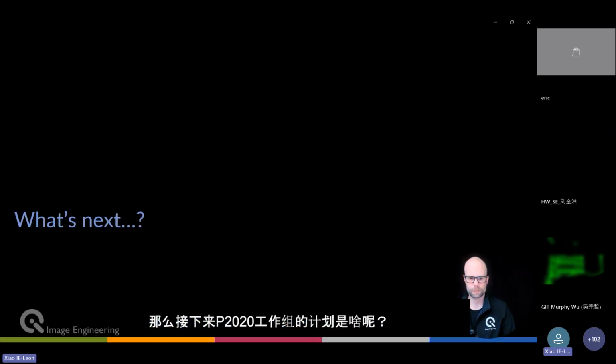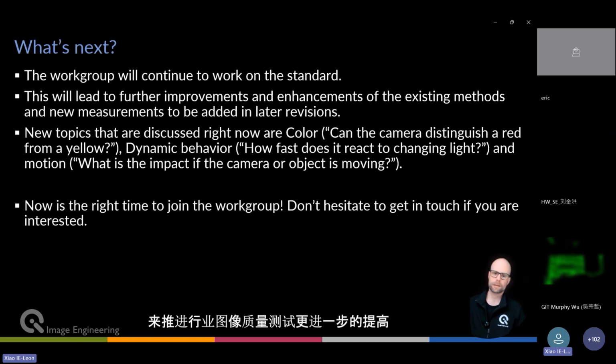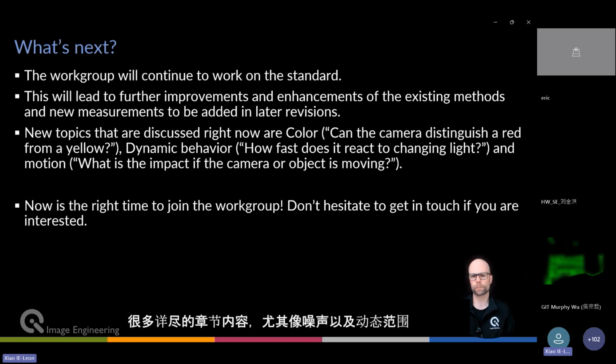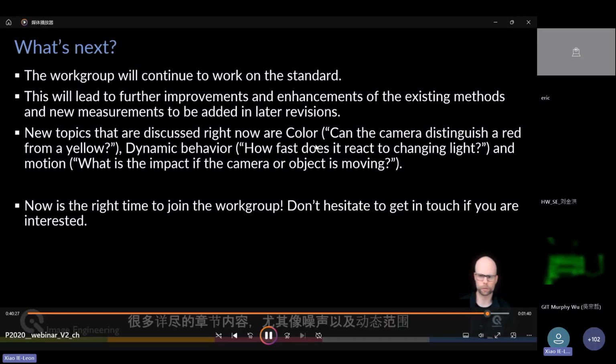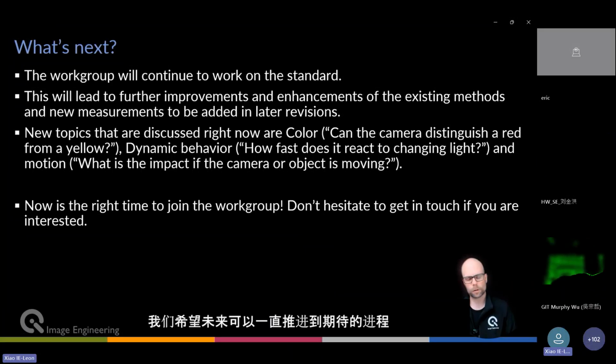So what's next? The workgroup continues to work on the standard, even though it's published now. This will lead to further improvements and enhancements of the existing methods, and new measures can be added. In the document, you will find a lot of sections that are informative, especially in noise and in dynamic range. There are still things that have been identified that we would like to do in the future, but that are not done yet, that have not been validated to the extent that we would love to. So therefore, we will continue working on that.